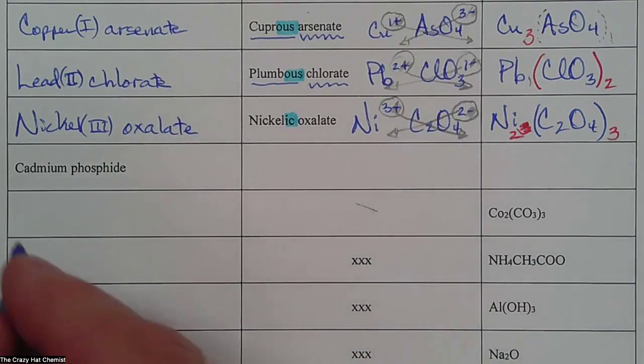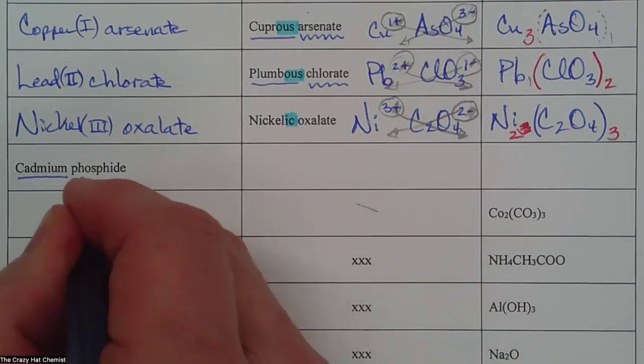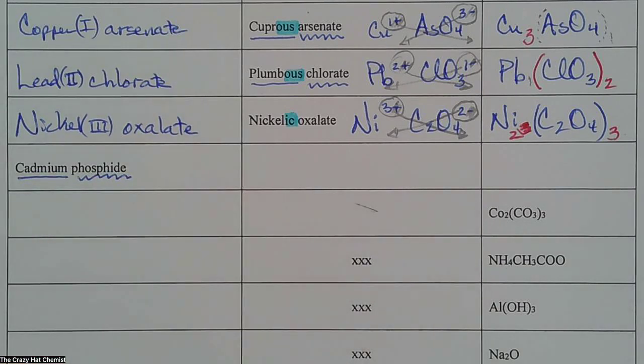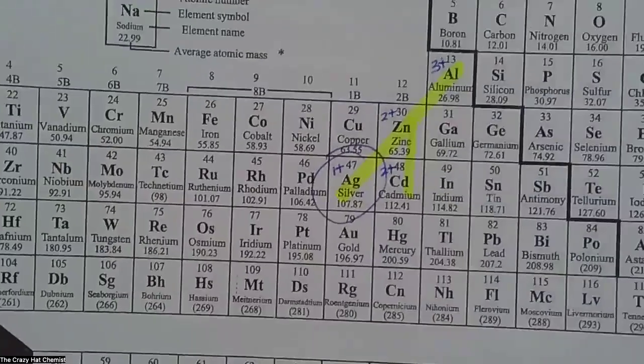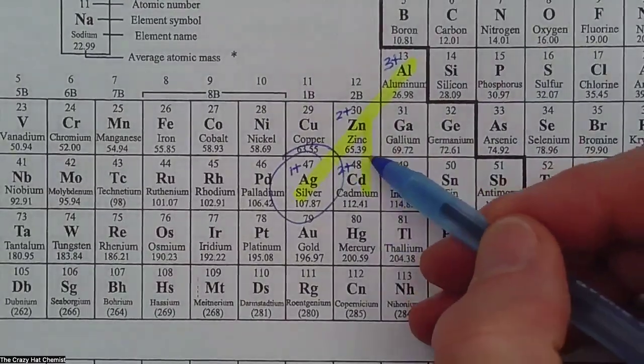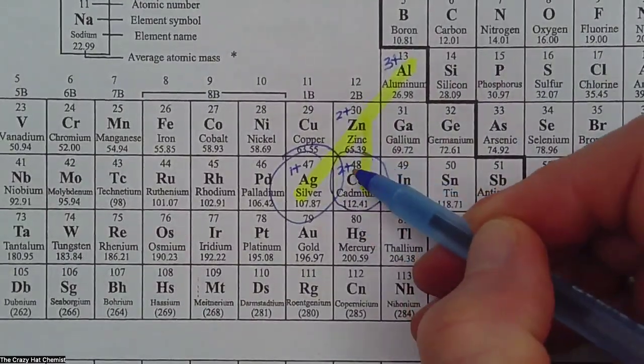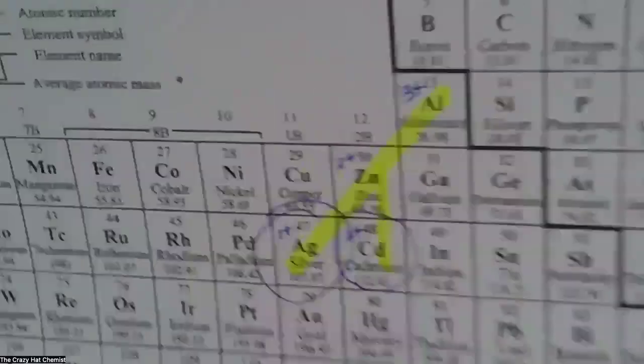Our next one here, we have a name of cadmium phosphide. So I'm going to find cadmium, and notice that it does not have a Roman numeral. So that means it's a periodic trend, and we can find it right here. As we discussed earlier, there's cadmium. It's a 2 plus, and it is a Cd.